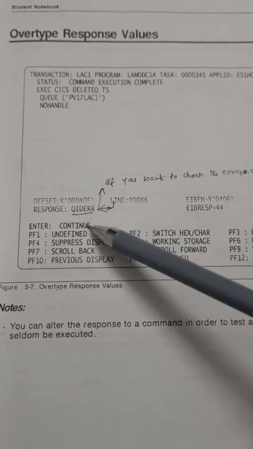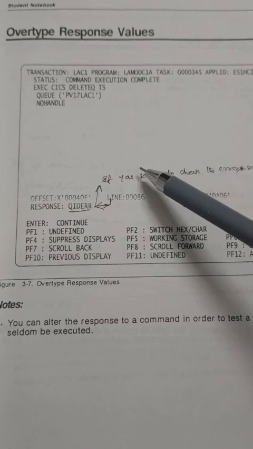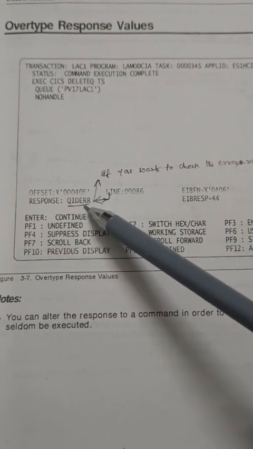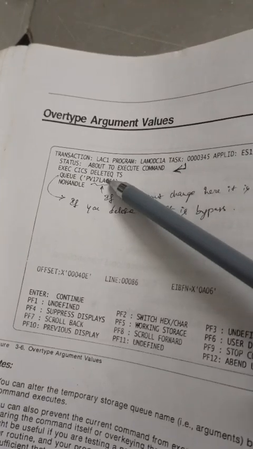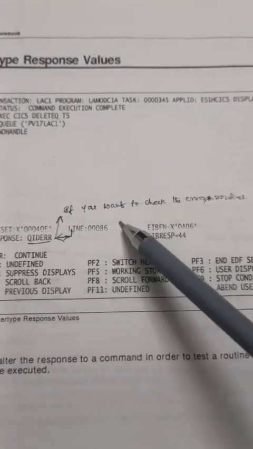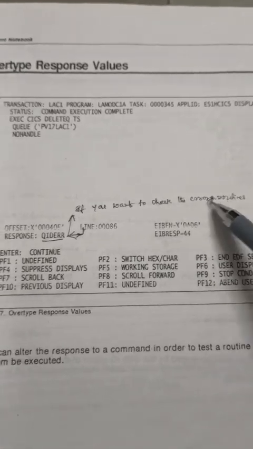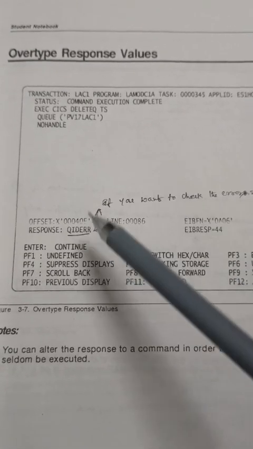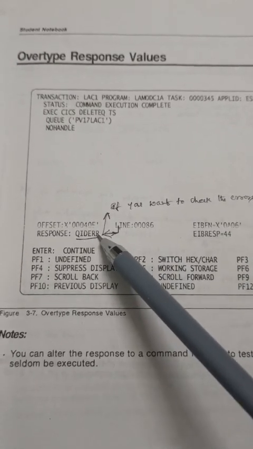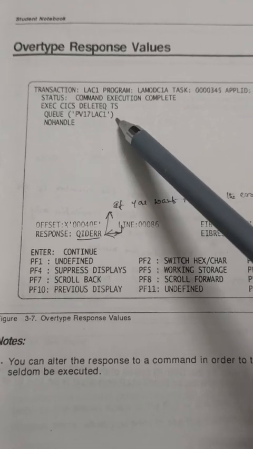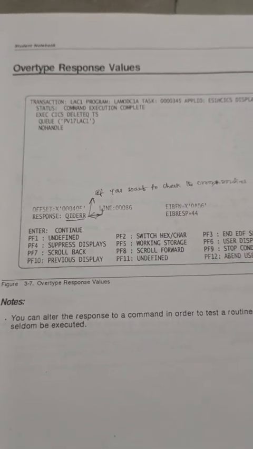At the end, for the response of the previous command, you can see the QID error: for delete Q TSQ with the QID you gave here, the QID is not correct. If you want to check the error routines, you get a response that the QID you gave here is not correct. You can alter the other commands here.